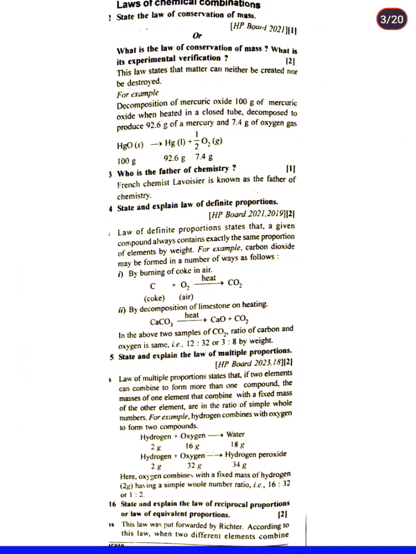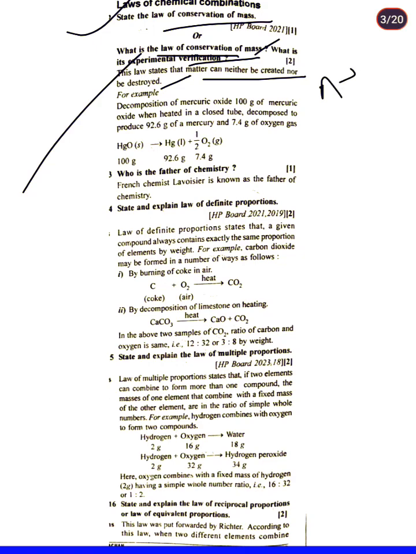First is the law of conservation of mass, which can also be written as the law of conservation of mass and experimental verification. This law states that matter can neither be created nor be destroyed, and it can convert from one form to another form. That is called the law of conservation of mass.